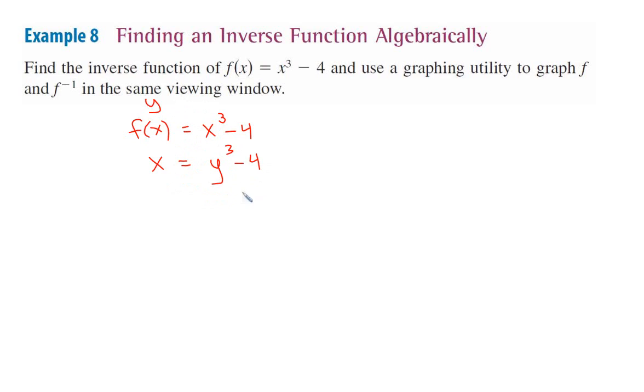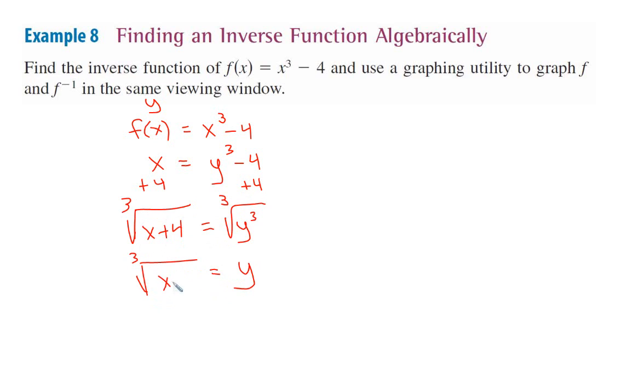And then you get y by itself. So we're going to add 4 on both sides. And then we need to cube root. Remember, when you cube root both sides, you don't need the plus minus. So y is going to equal the cube root of x plus 4. And then we replace the y here with our inverse notation. F inverse is equal to the cube root of x plus 4. So this right here is the inverse of this function over here. So pretty easy to find the inverse algebraically.